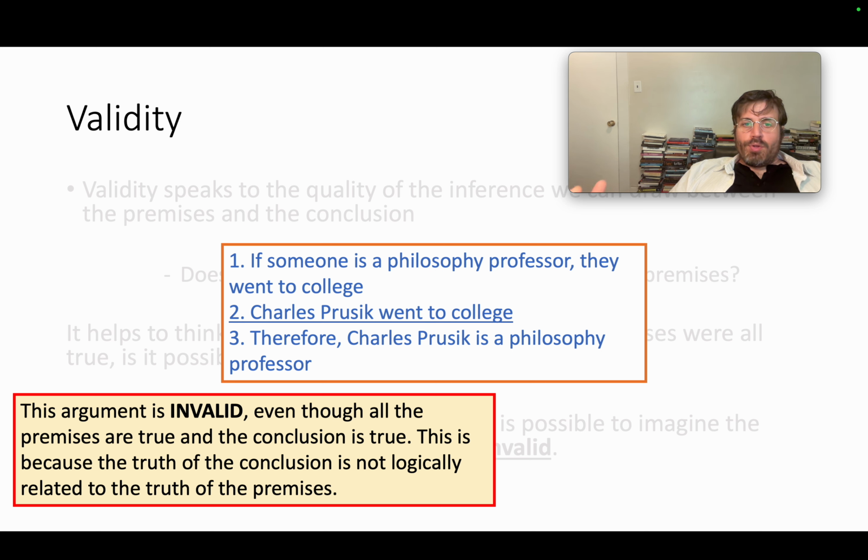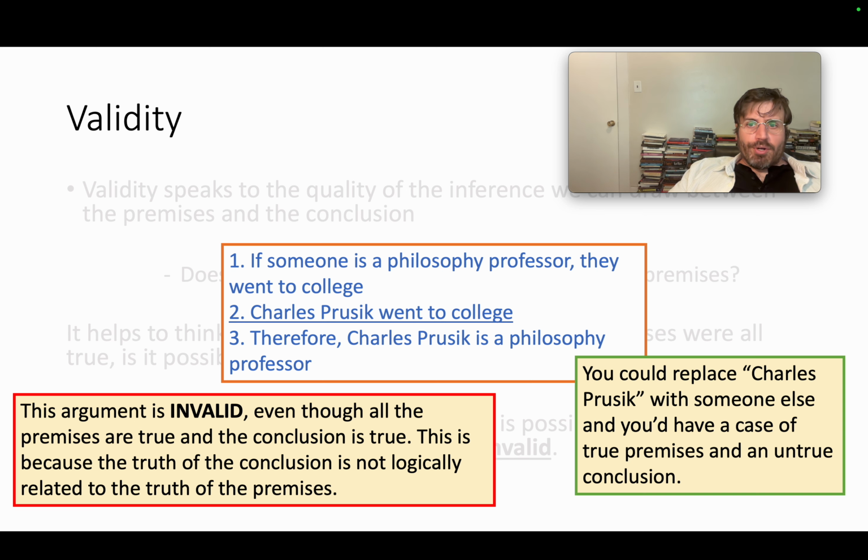This is because the truth of the conclusion is not logically related to the truth of the premises. In other words, the conclusion is not following with necessity from the premises. Something is being taken for granted or assumed in the conclusion here, such that an alternative could be supplied that is also true. So if I replace Charles Prusik with someone else, you'd have a case of true premises and an untrue conclusion, right?